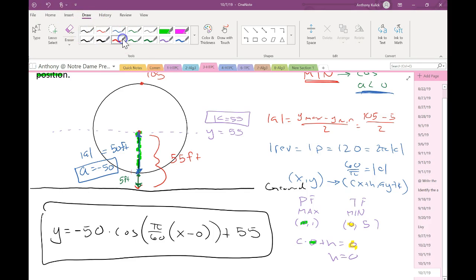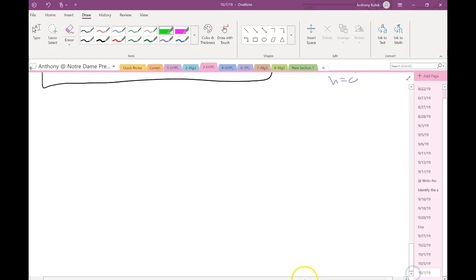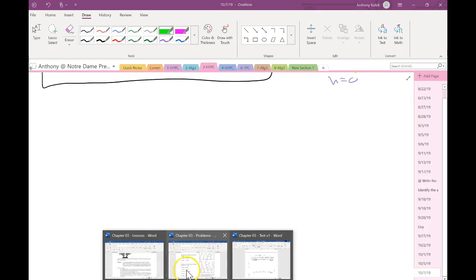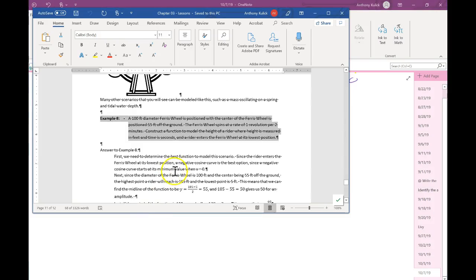So the C value I found by noting that 1 revolution is going to equal 1 period. We're told in the problem 1 revolution is 2 minutes, which is 120 seconds. And I know 1 period is equal to 2 pi over the absolute value of C. So I divided both sides by 2 pi. Okay. Everybody happy with that? So, is it terribly different than the problems we've been doing already? No. Let's do one more.